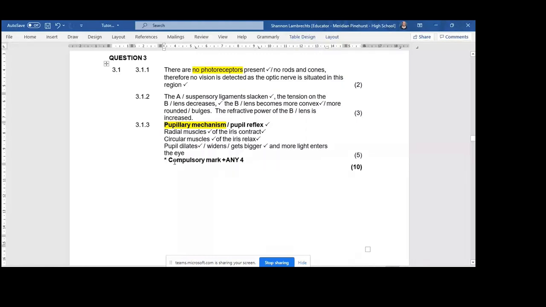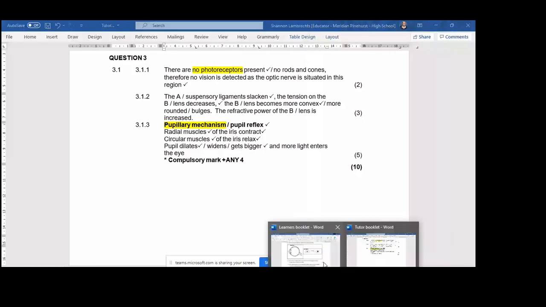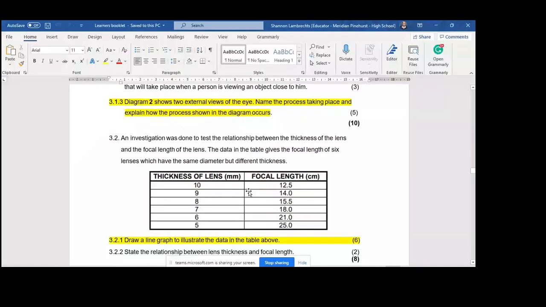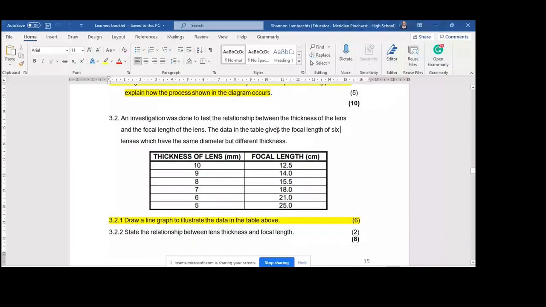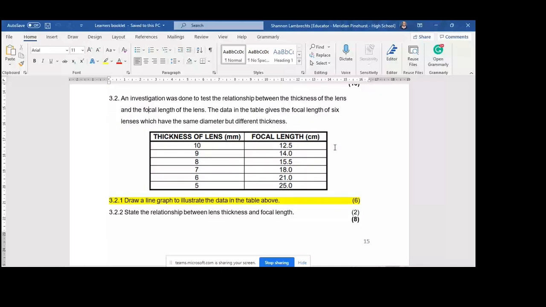Okay, let's move on. We are now at 3.2, and for 3.2, it says, let me just get this up quickly. So a little bit slow on the screen side. There we go. So 3.2 says an investigation was done to test the relationship between the thickness of the lens and the focal length of the lens, and the data in the table gives you the focal length of 6 lenses which have the same diameter but different thickness. Okay, so here now you need to draw a line graph.